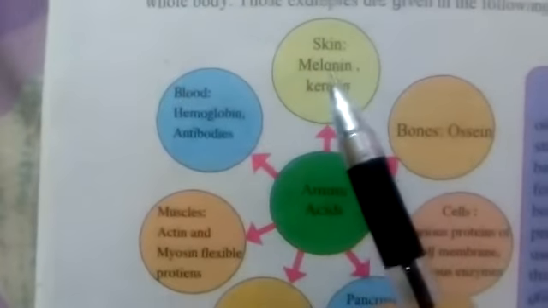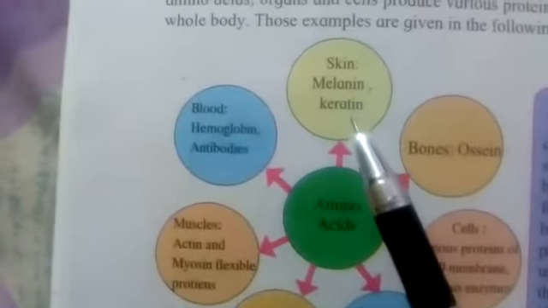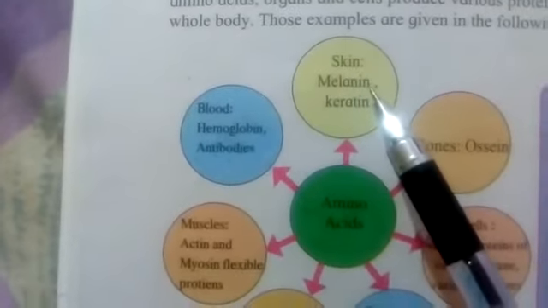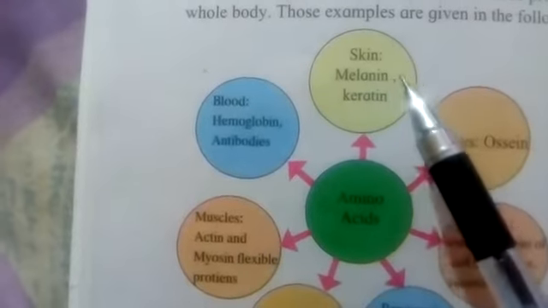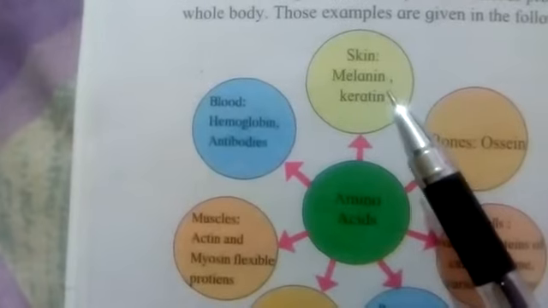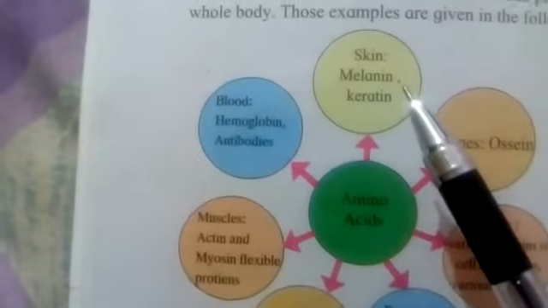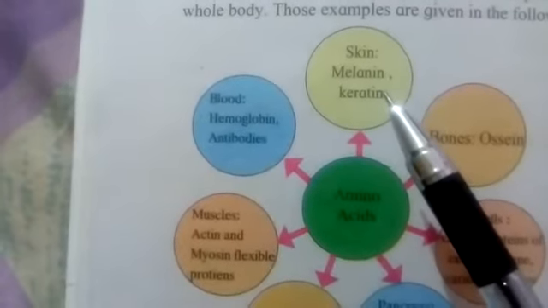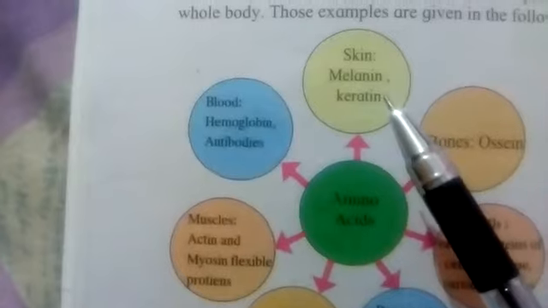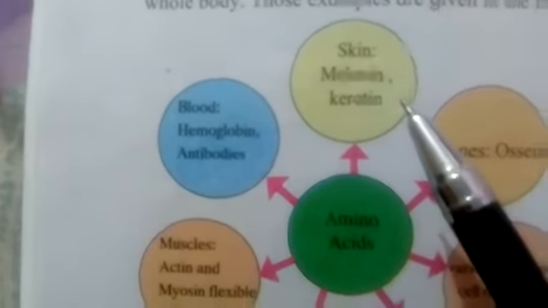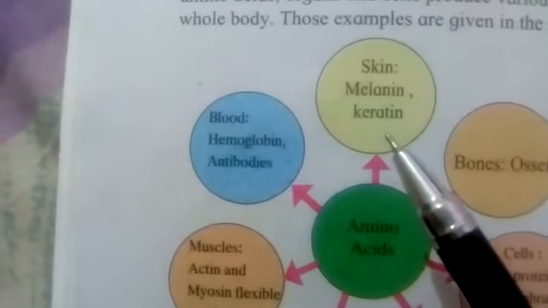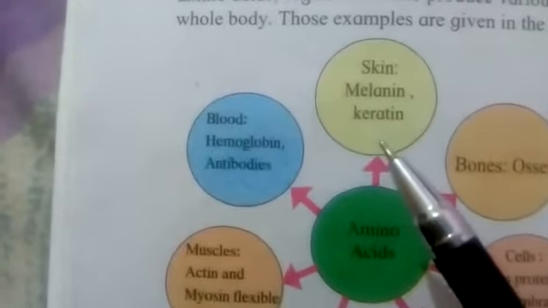See, the skin consists of melanin and keratin, which are proteins made of amino acids. Melanin is a pigment, and depending upon the proportion of melanin, the complexion of our skin is decided. If more melanin is there, the complexion is darker; if less melanin, it is fairer. But there should be a proper amount of melanin in our skin. Otherwise, if there is a very low proportion of melanin, it may result in albinism or leukoderma.